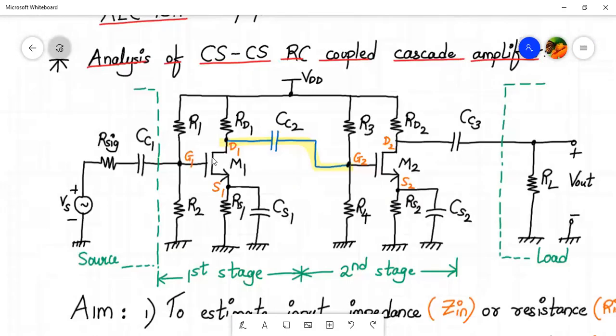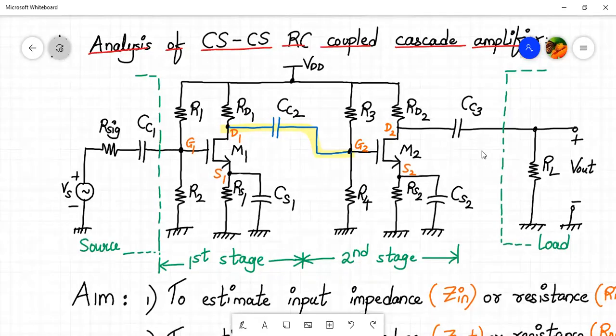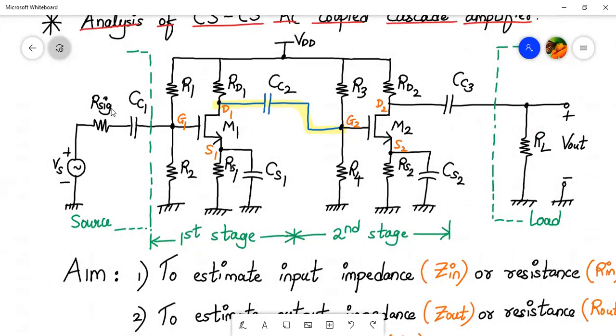We can have a look at it. In the first stage, CC1 is the input coupling capacitor. CC2 is coupling the first stage to the second stage. CS1 is the bypass capacitor. In the second stage, we have CC3 as the output coupling capacitor and CS2 as the bypass capacitor. Your source consists of internal resistance R sig. And here we have a resistive load.